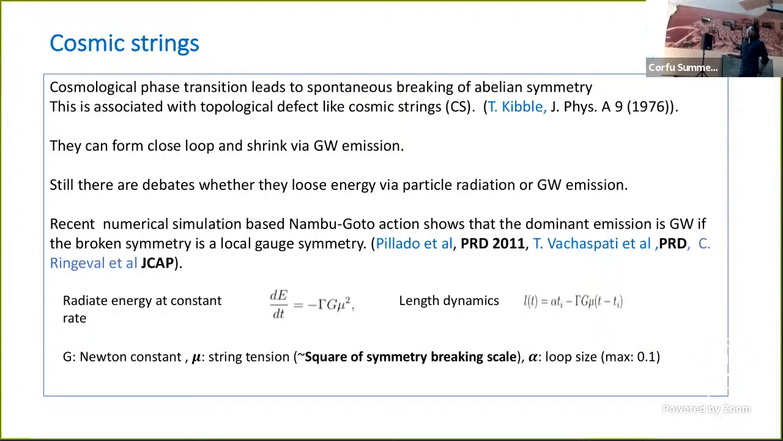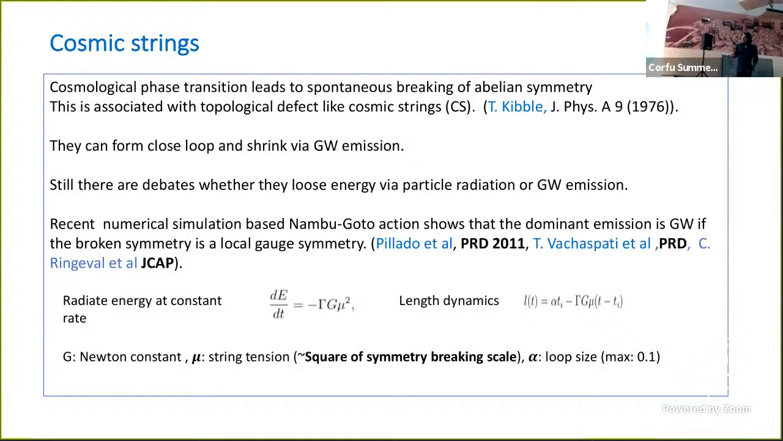Once the strings are formed, they can intersect and form closed loops, and they can shrink via gravitational wave emission. There are still debates about whether they lose energy via particles or via gravitational radiation. But recent simulations based on Nambu-Goto actions show that the dominant emission is gravitational waves if the symmetry is a local gauge symmetry. For example, in the seesaw you can put this local gauge symmetry as U(1) B minus L.